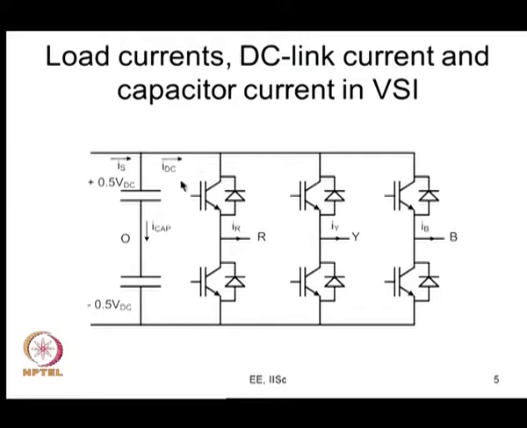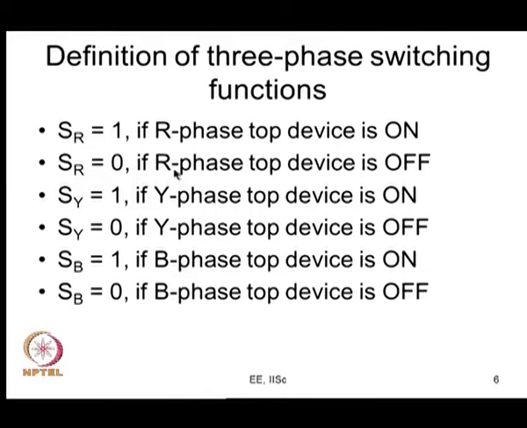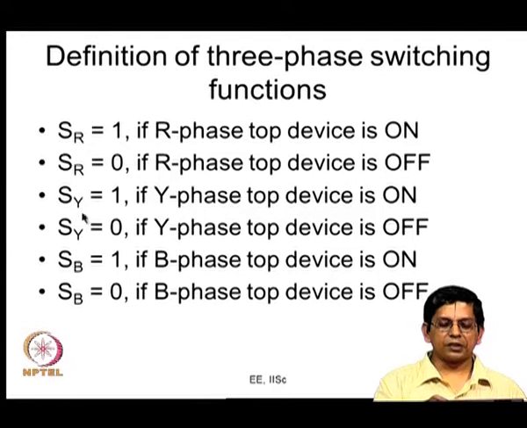So, let us just look at that mathematically now. We will start with the switching function as we did in the last class. We just recap here. We say that the switching function is indicated by S, and whether the switching function corresponds to R, Y or B phase legs is indicated by the subscript R, Y, B. When SR is equal to 1, we mean the R phase top device is on. When SR is equal to 0, we mean the R phase top device is off, that is the R phase bottom device is on. The same thing is valid for the Y phase and the B phase switching functions SY and SB respectively. So, these are the switching functions which we have defined for our convenience.